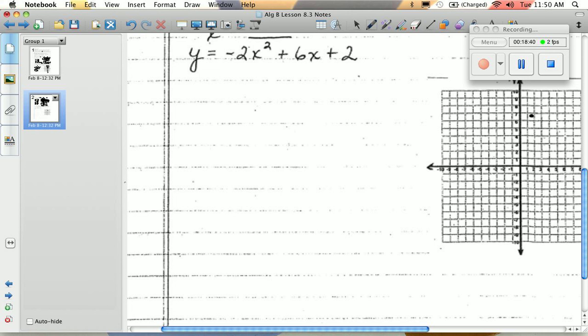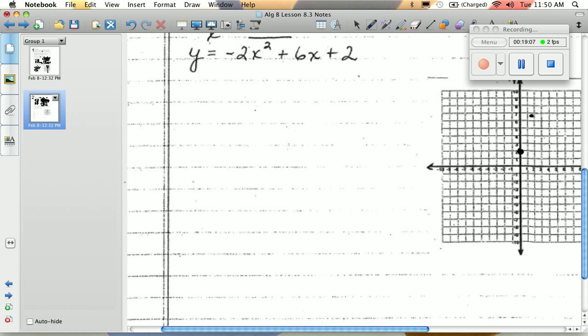Does the vertex have a point symmetrical to it? No. In fact, the axis of symmetry, remember, goes through that. I don't know why this is not following my finger, but okay. It looks like I got a whole bunch of points on here instead. I think I'll get rid of all of those. Okay. Let's put the y-intercept on there, (0, 2).